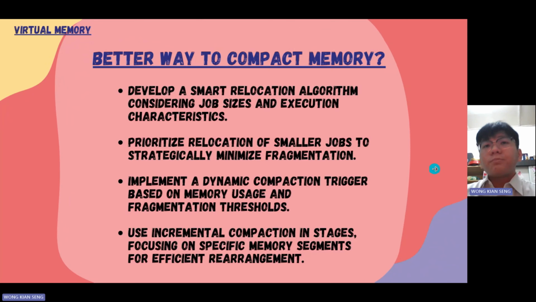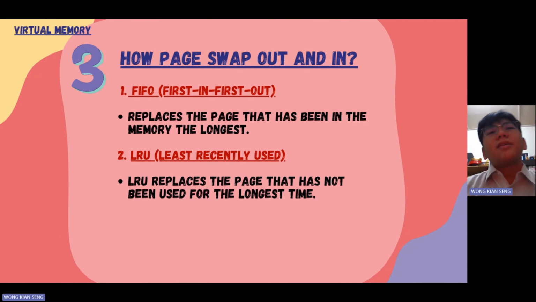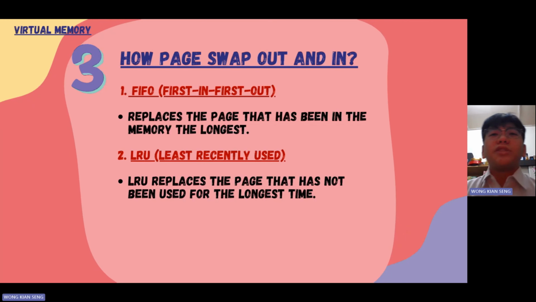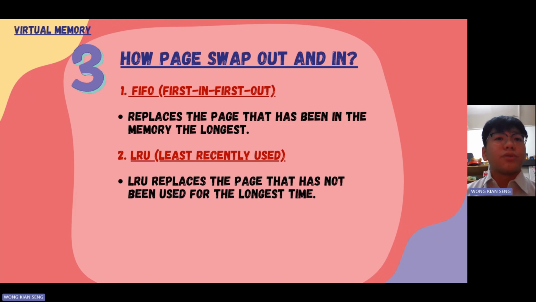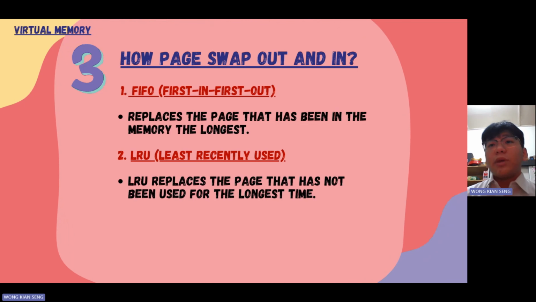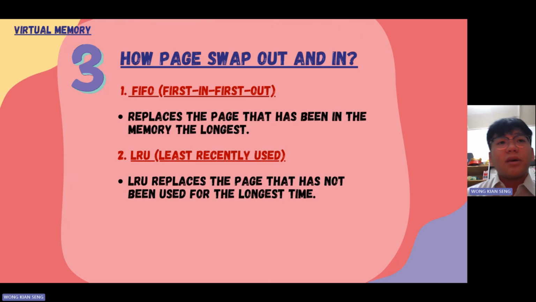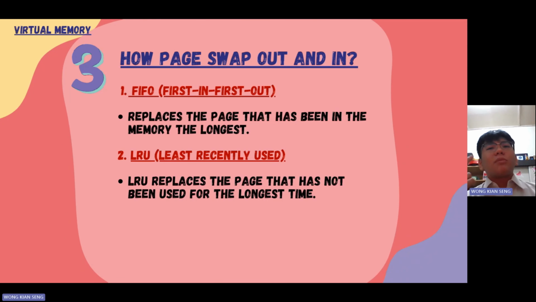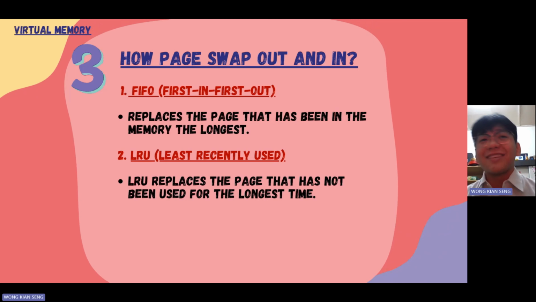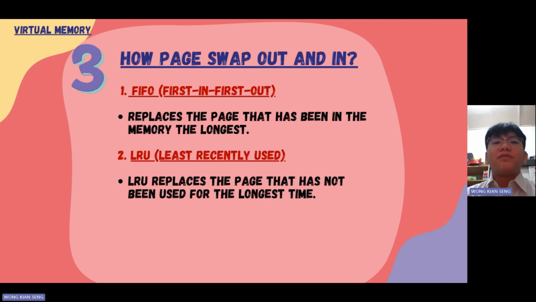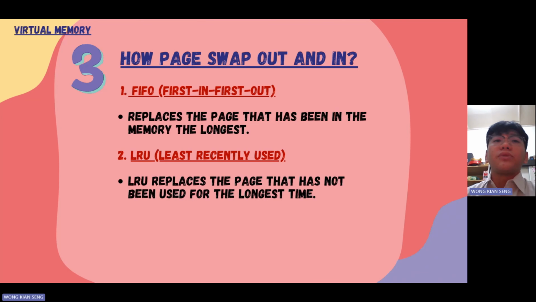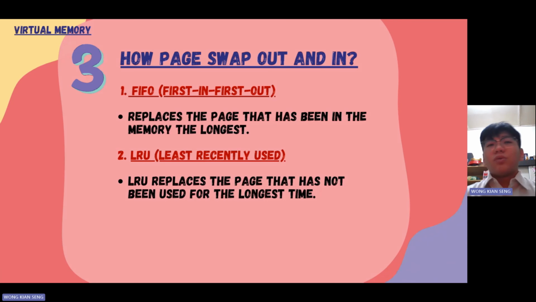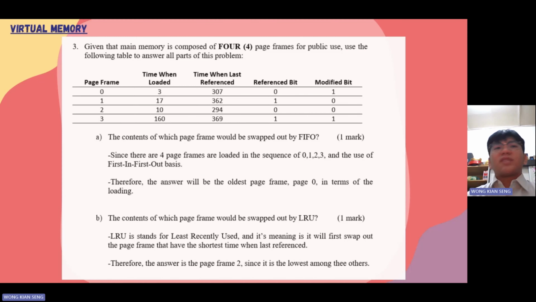Okay, next thing. Right now we are going to talk about how pages are swapped in and swapped out. Just now we said the virtual memory is using swapping, right? The method over there. In the swap in and swap out, there are actually another two methods. First one will be first in first out, and the second one will be least recently used. So let's go see into the activities instead of explaining that.